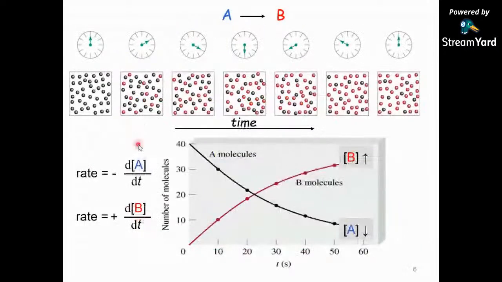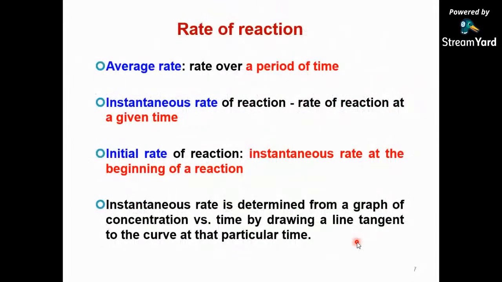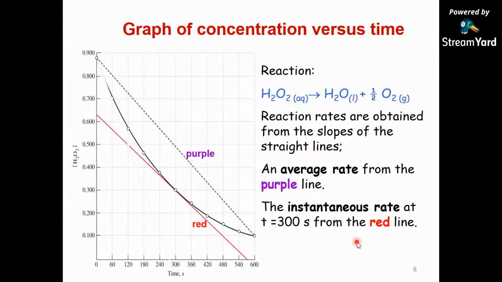Based on this graph, the concentration of product B is increasing after some time, and the concentration of the reactant, concentration A, is decreasing after some time. These are the few terms about the reaction rate: average rate, instantaneous rate, and initial rate. Normally they will ask you how to interpret all of this based on a graph, but this is not a popular question.